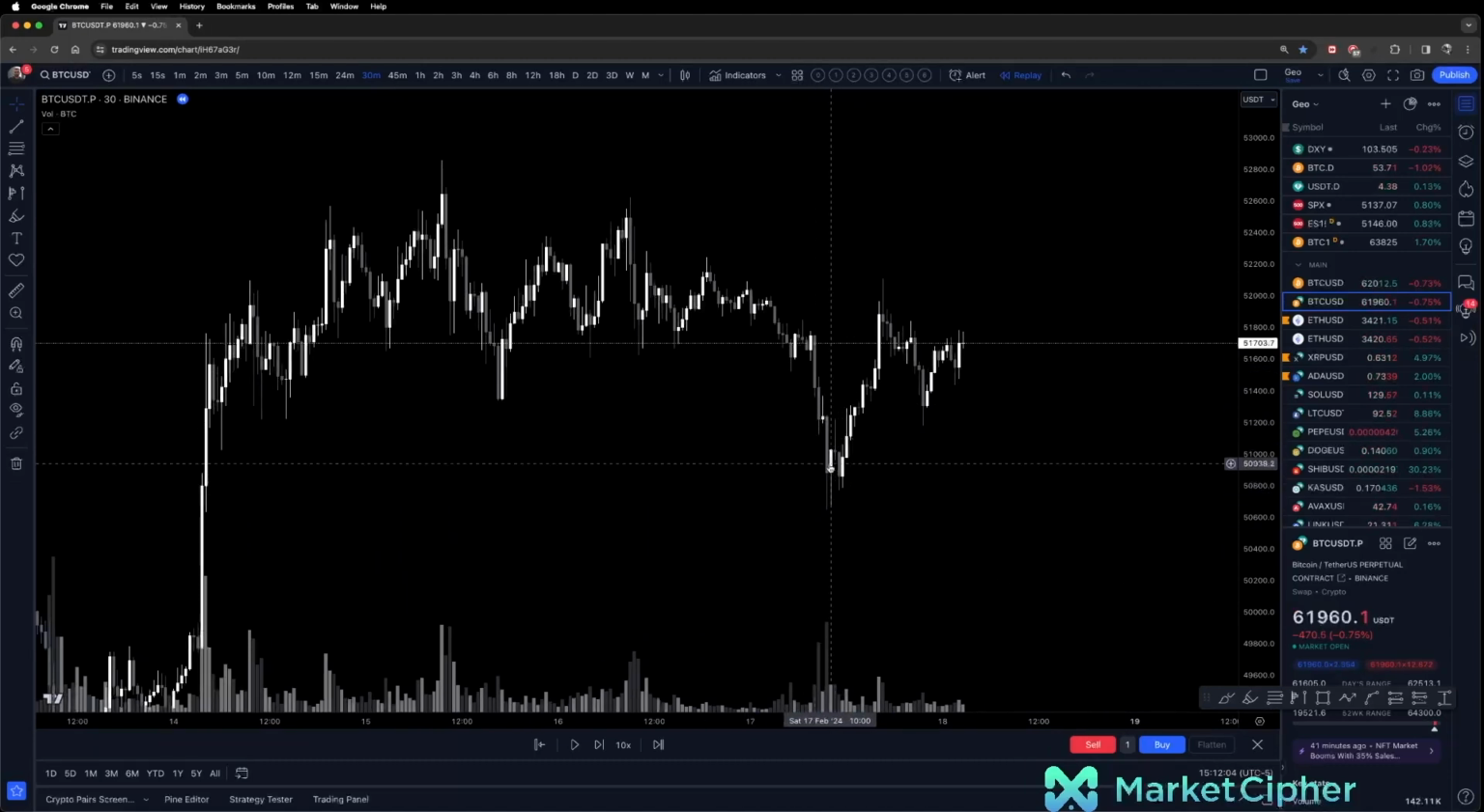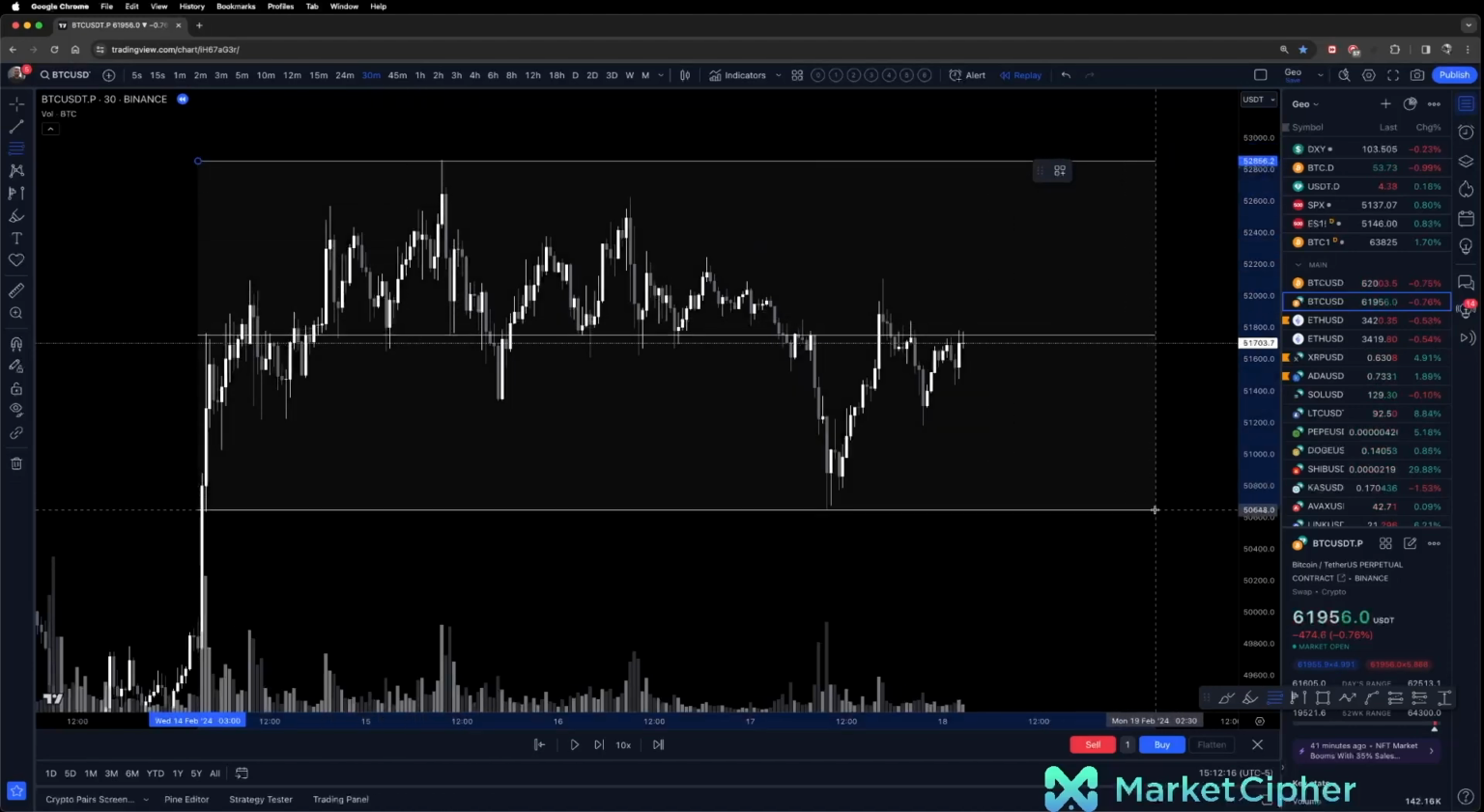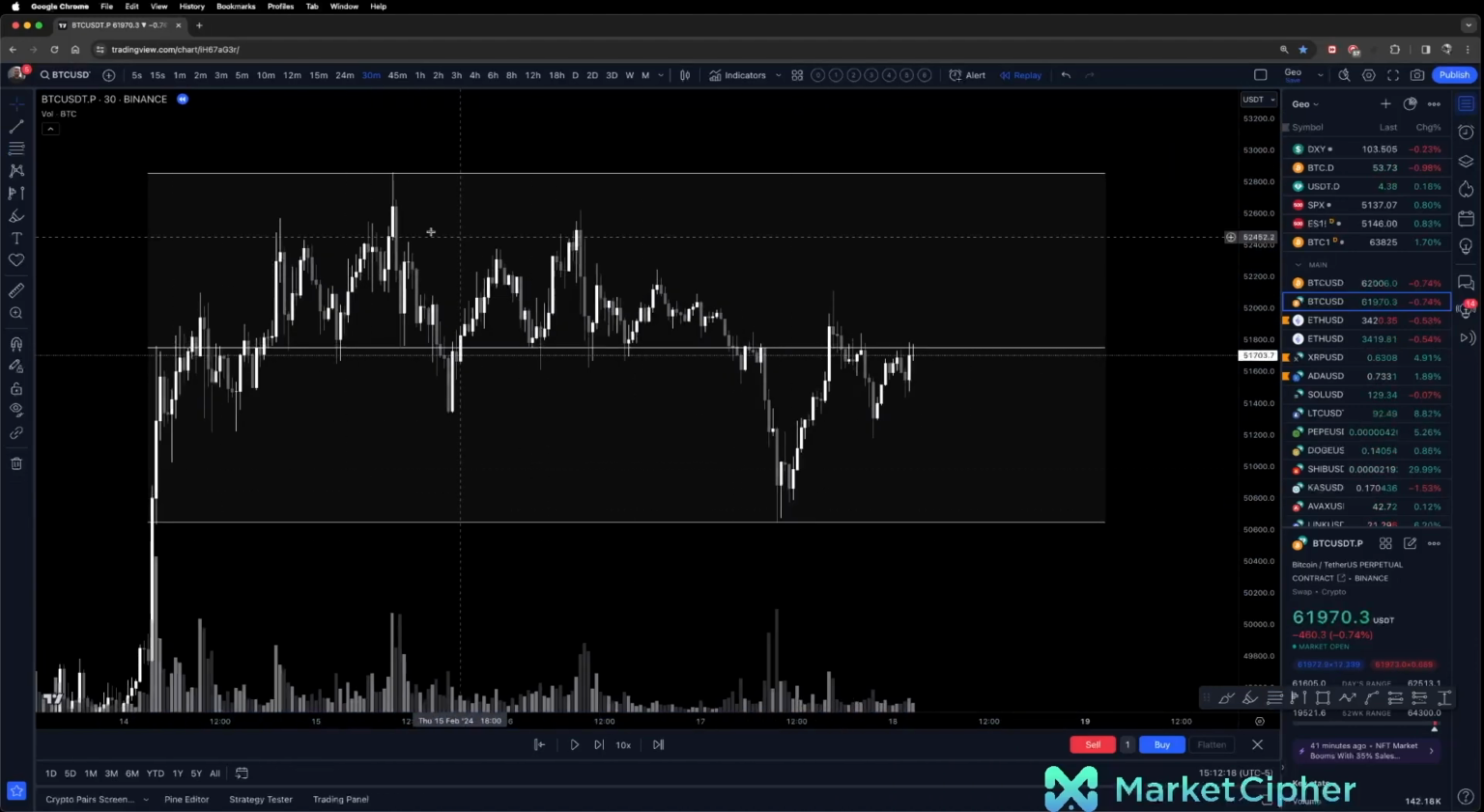We broke down, but we did not have that follow through, and we continued back up within the range. So where would our range be? Well, it would be from this high up here down to the low that is down here. And we would analyze this volume. We'd pull our fixed range volume profile and we would say anything down here is a discount.